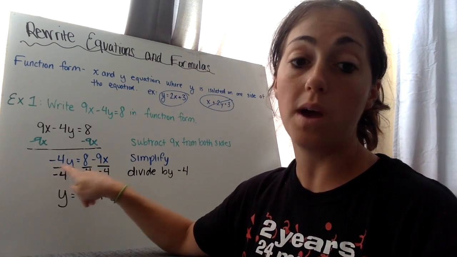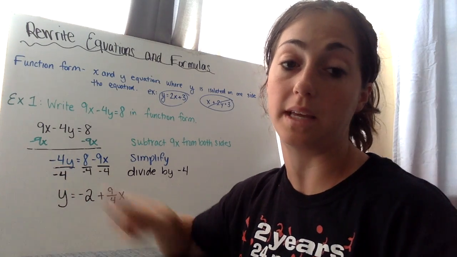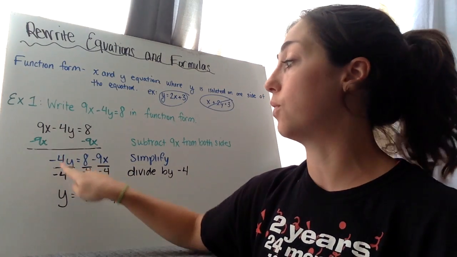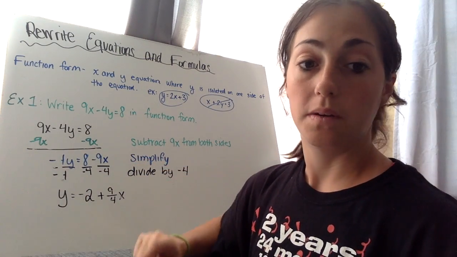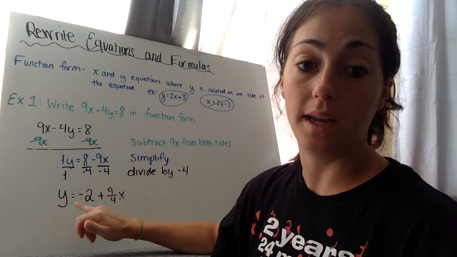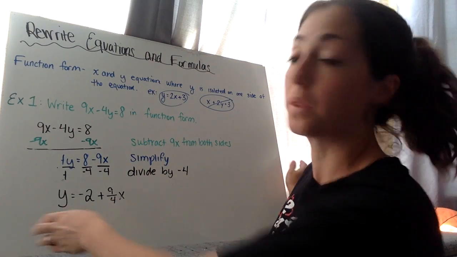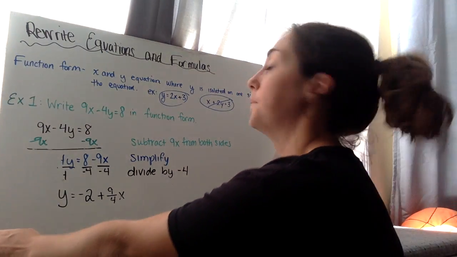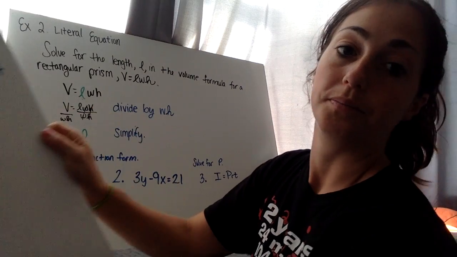Now I have negative 4y. Don't forget about the negative. Divide by negative 4 to eliminate that negative 4, because negative 4 divided by negative 4 is just 1. Right? These cancel. Just 1. And then you're left with y equals negative 2 plus 9/4 x. Cool. Pause if you need to copy anything down.